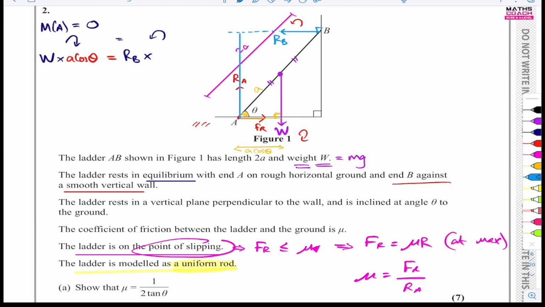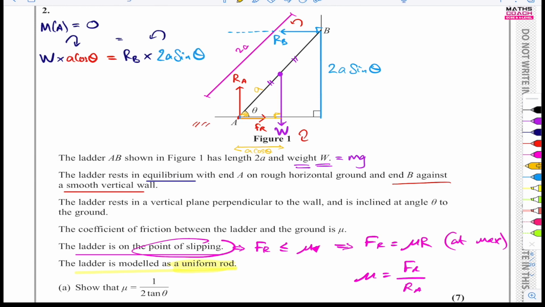But I don't want to draw this here, so I'm going to draw it here instead. So that distance here, is it the same as this distance there? Yeah? And that's the opposite to the bigger right angle triangle where the hypotenuse is 2a. So opposite means it's going to be 2a sin theta. So it'll be RB times 2a sin theta.